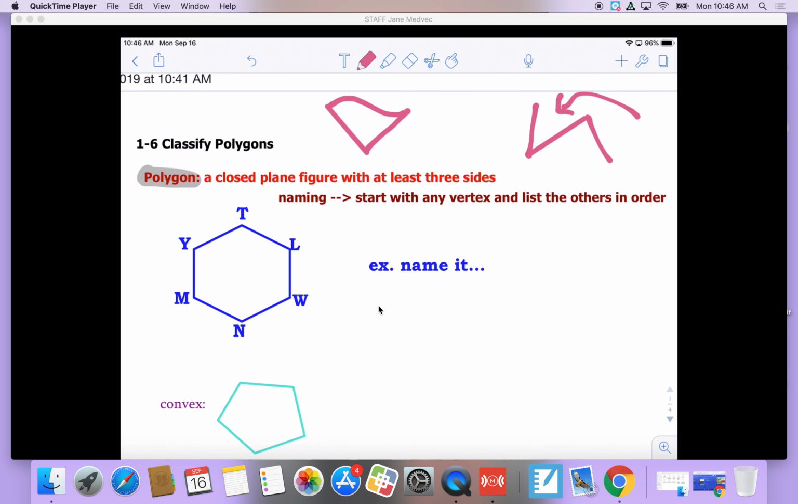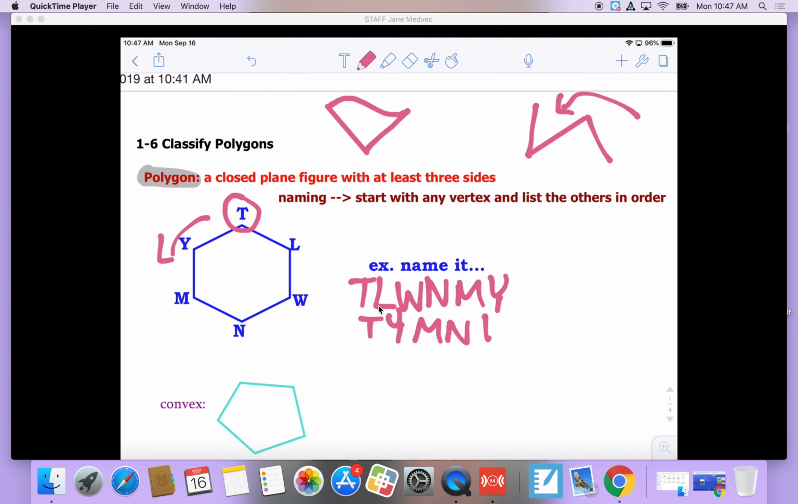Now that we have an idea of what a polygon is, we need to talk about naming it. When we name it, we can start with any vertex and we list them in order. So an example would be if I picked T, I could name this polygon TLWNMY. Notice that they're all capital letters because they're vertices. Or I could start with T and go counterclockwise: TYMNWL. Again, I can start with any letter. I could start with W, I could start with T. It all depends on where I start, but I have to go clockwise or counterclockwise.